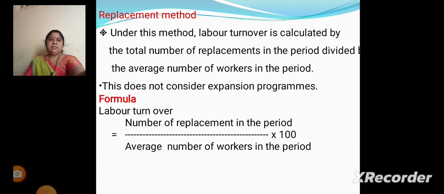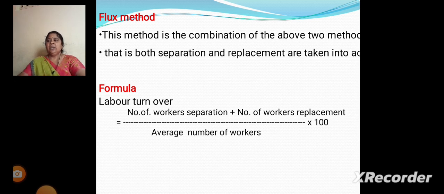The last method is the flex method. This is a combination of the above two methods, that is, both separation and replacement are taken into account. The formula for labor turnover under the flex method is equal to the number of workers separated plus the number of workers replaced, divided by the average number of workers, into 100.